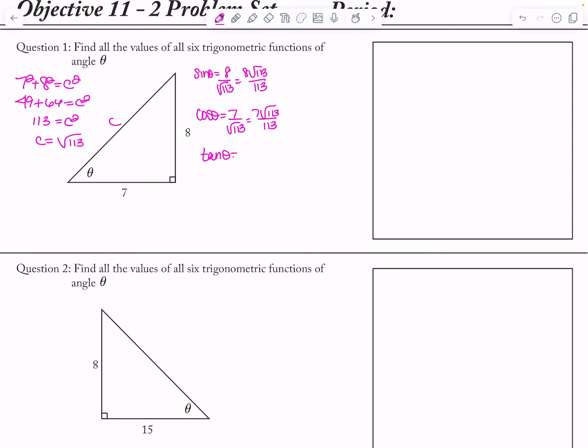Tangent of theta is equal to 8 over 7. Cosecant of theta is root 113 over 8. Secant of theta is equal to root 113 over 7. And cotangent of theta is equal to 7 over 8.